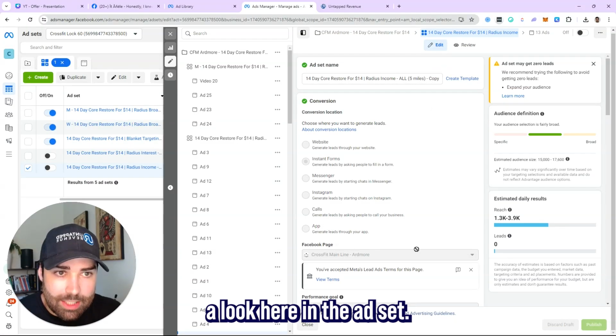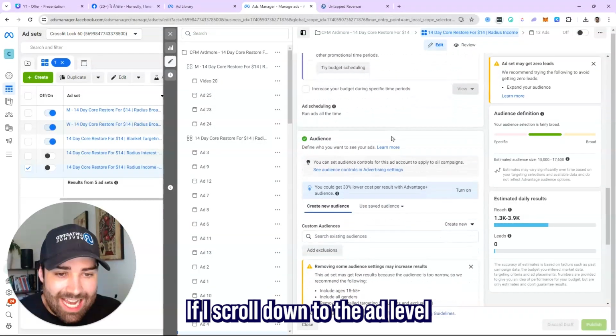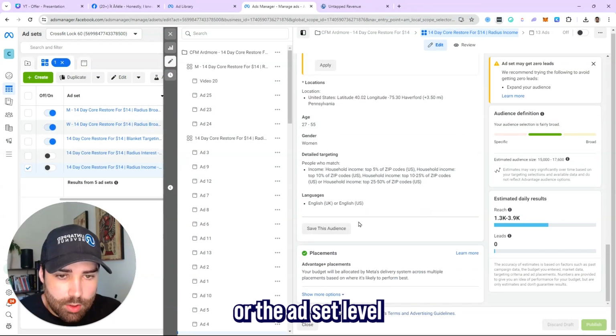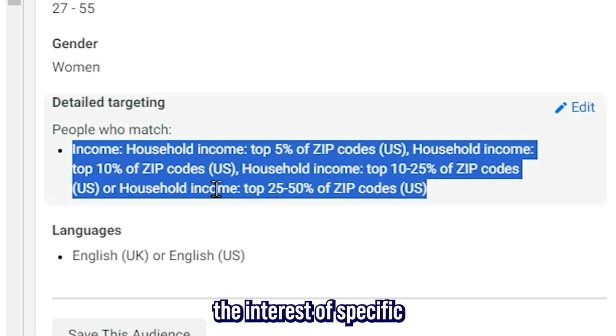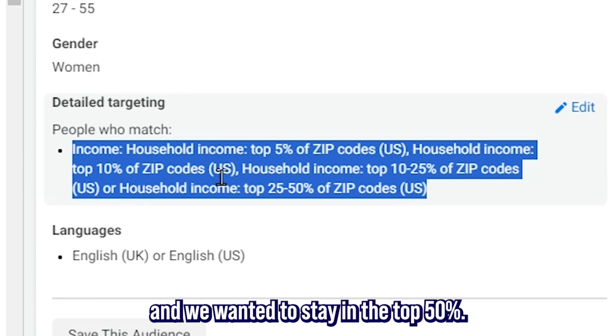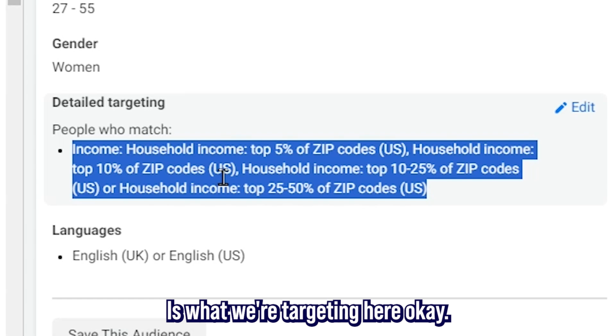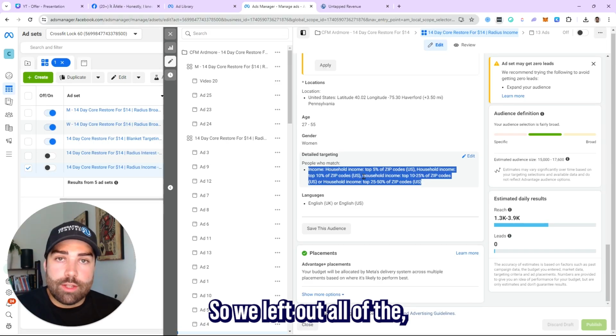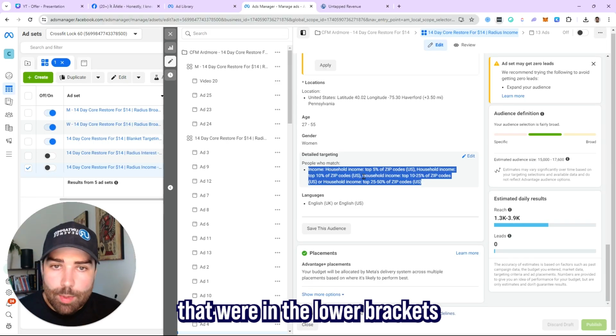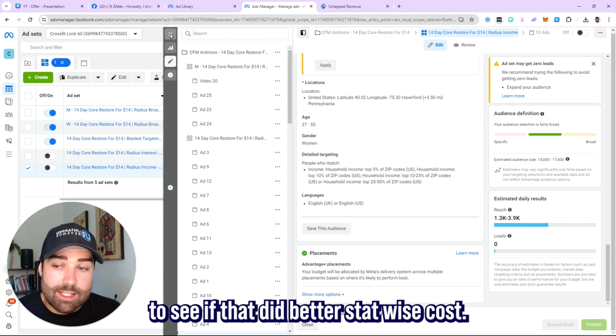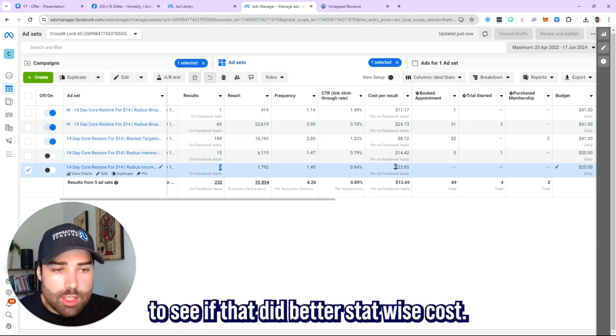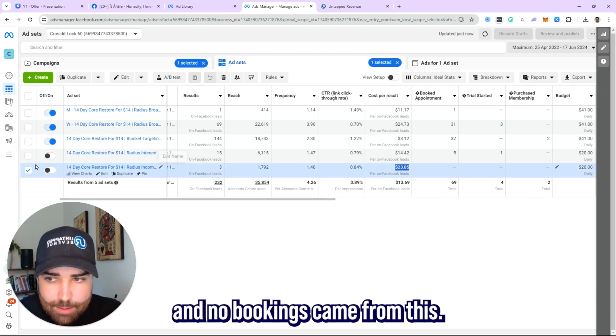So I'm going to take a look here in the ad set. If I scroll down to the ad set level where we did targeting, you can see we added the interests of specific household incomes, and we wanted to stay in the top 50%. So we left out all of the 50% that were in the lower brackets and kept everybody above to see if that did better. Stat-wise, cost per leads were really high and no bookings came from this.